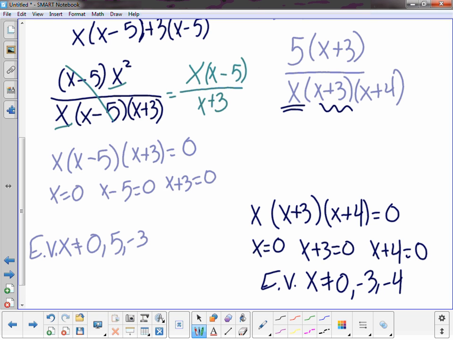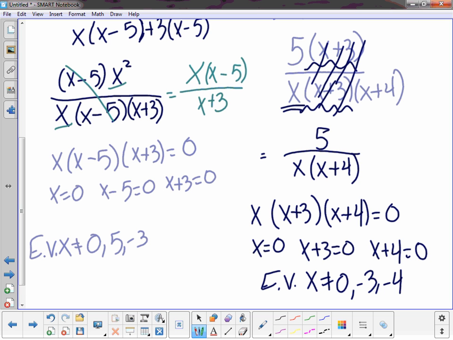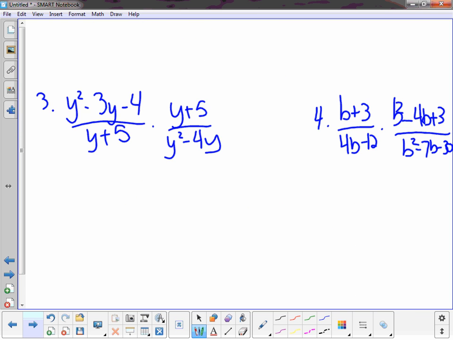In fact, what I see overlapping is this x plus 3 and this x plus 3. So I'm going to cancel those out. Everything has to be multiplied for it to get canceled out. So then on the top, I have 5, and on the bottom, I have x times x plus 4. And that's my final answer for that one. Okay, let's take a look at number 3.